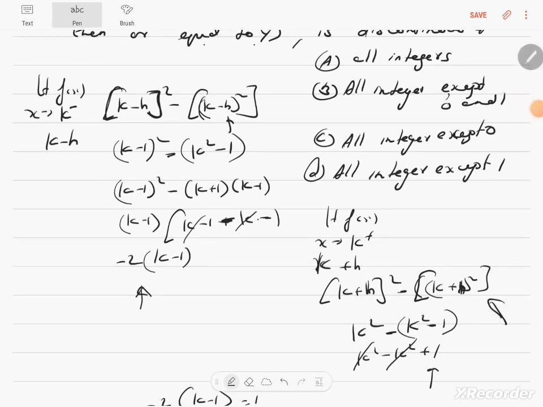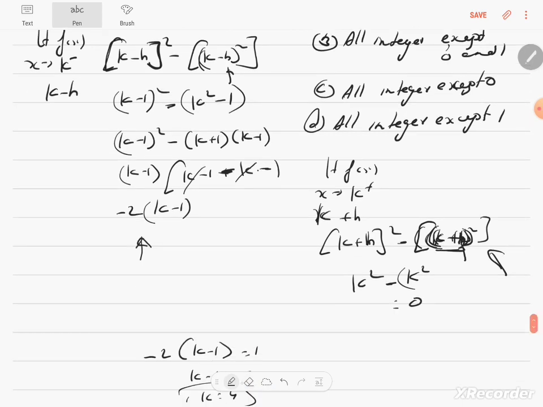Can you see? It's k plus h the whole square, and you're approaching. This itself inside is not a greatest integer function, but substitute h as 0. You get k square, and the greatest integer function of k square will be just k square. Why did I write k square minus 1? So therefore I'm getting the answer to be 0.